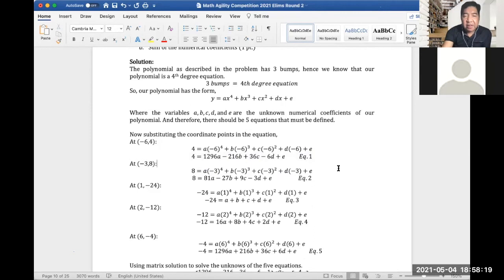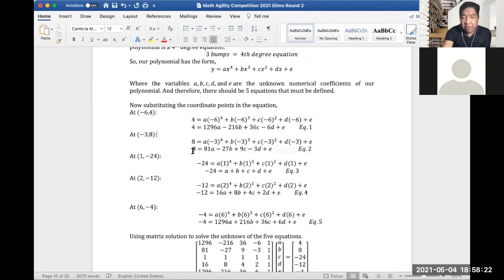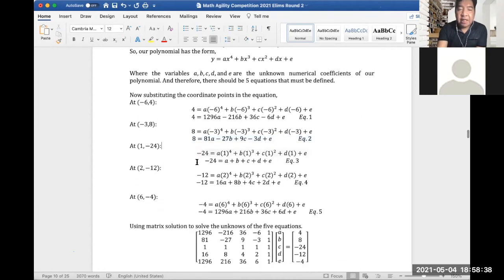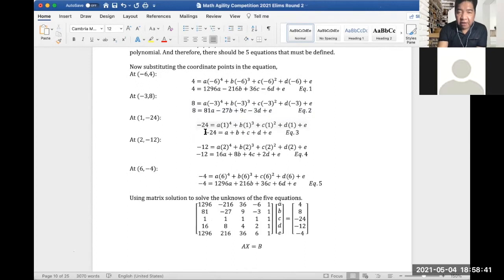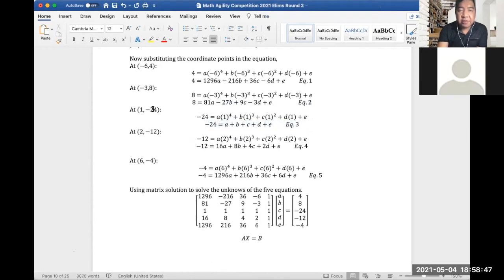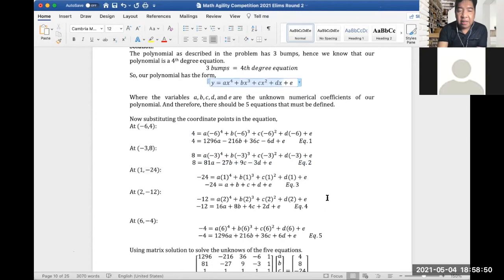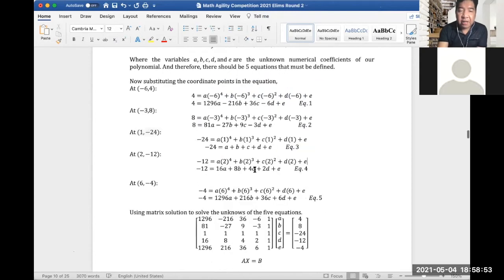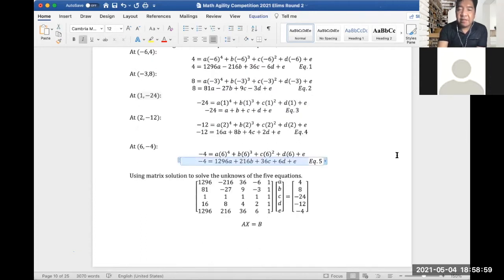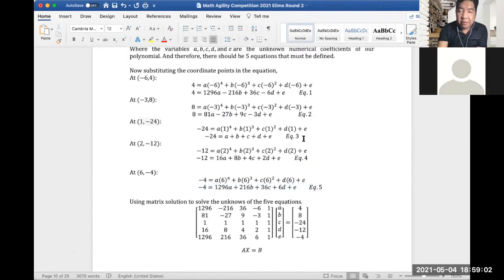And then same thing with negative 3 and 8. So we would result into equation 2 here, which is 8 equals 81a, again, a, b, c, d, and e, right? With the numerical coefficient. And then at 1, negative 24, we will have equation 3 here. So it's just plugging in these values to this equation here. And then we have equation 4, and then let's use the last point in the equation. We get equation 5 here. Okay, so we have equation 1, 2, 3, 4, and 5.